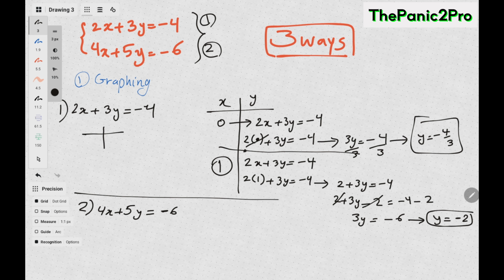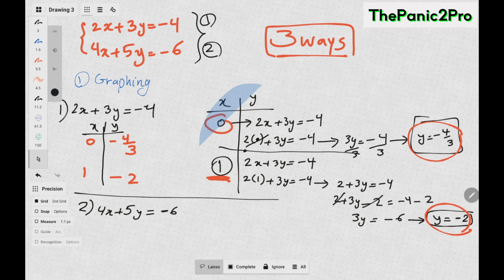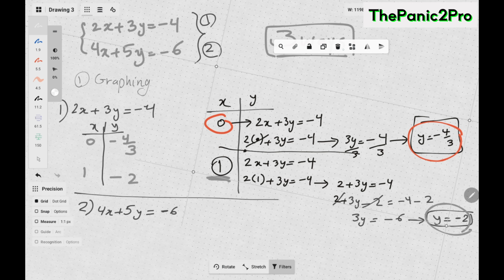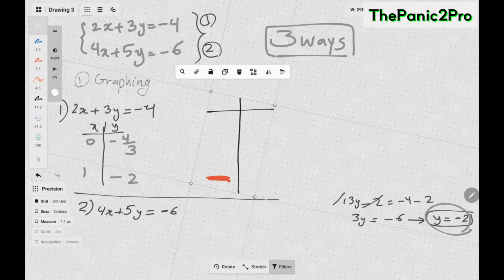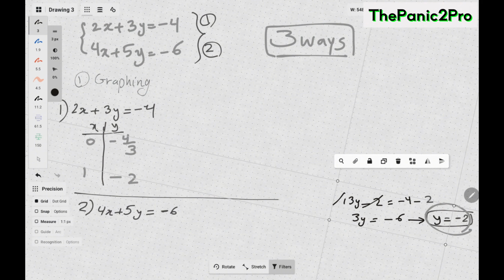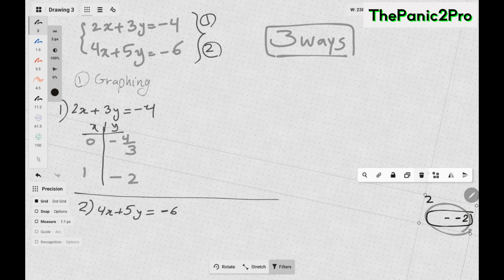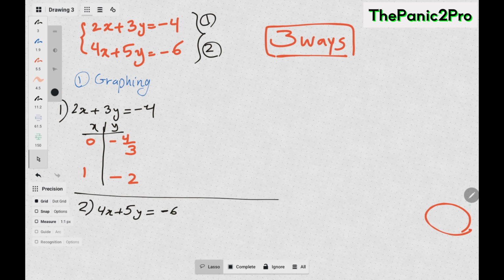So I'm going to have a clean table for this line, x and y. If I have x = 0, my y would be minus 4/3. And if I get x = 1, the y would be minus 2. And I will try that for the second line as well. I'm going to get rid of this stuff here, so I can try that for the second line.